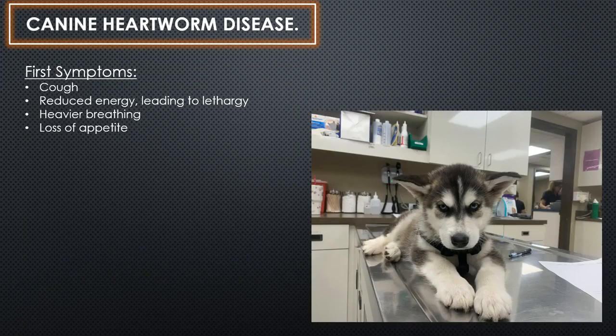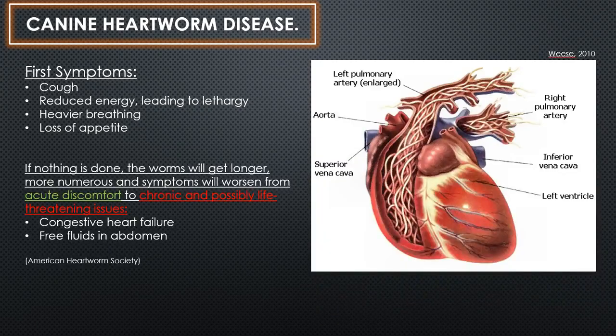The very first symptoms of heartworm disease are going to be a consistent, non-productive cough, reduced energy and lethargy, heavier breathing. For example, when your pet is breathing and his whole abdomen goes up and down, if your pet is getting out of breath for very mild exercise, and loss of appetite too. If nothing is done, we're going to go from acute discomfort to chronic and possibly life-threatening issues because the worms are going to develop, get longer, and multiply. And as you can see in this picture, they're going to occupy most of the space in the major blood vessels.